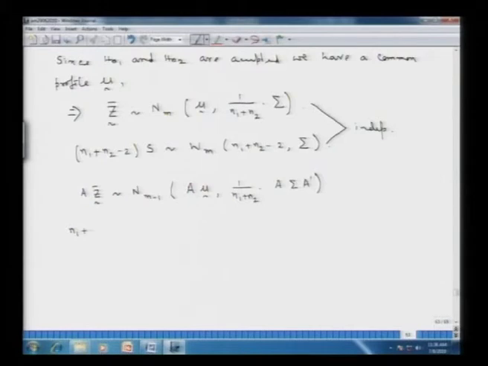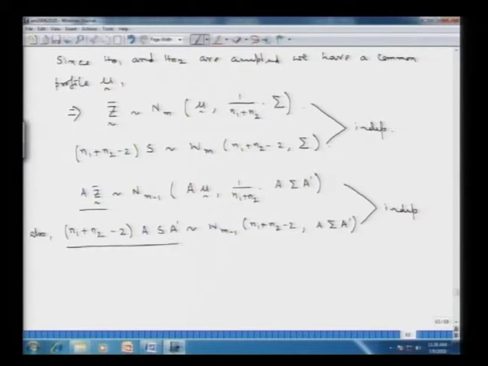So we will also have n1 plus n2 minus 2 times A S A transpose. This will have a Wishart distribution of dimension m minus 1 with the degrees of freedom being the previous degrees of freedom of that n1 plus n2 minus 2 Wishart matrix, and with the variance covariance matrix now being given by A sigma A prime. And since the previous two distributions were mutually independent, the distribution of A z bar and this quantity here will also be independent. So we once again have the constituent parts to frame the Hotelling's T square statistic, because in the Hotelling's T square statistic we have one Wishart distribution and the other a multivariate normal distribution. The independence of the two will actually lead us to forming the Hotelling's T square statistic.